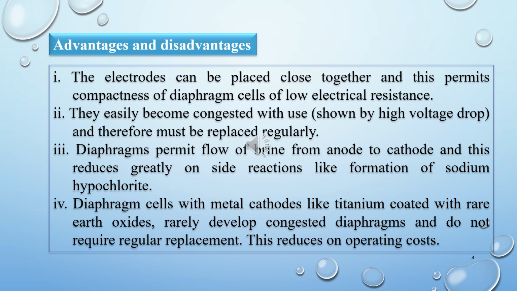diaphragm cell. And the next point is diaphragm cells with metal cathodes like titanium coated with rare earth oxides rarely develop congested diaphragms and do not require regular replacement. This reduces operating costs. In the second point, we have said that the electrodes become congested with use. So there is need of regular replacement.